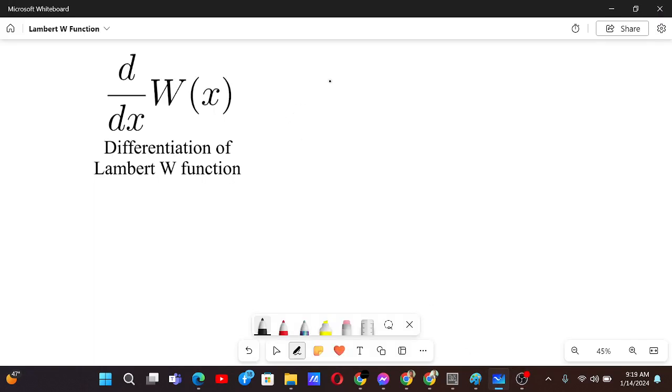Differentiation of Lambert W function. But before we go to differentiation, it's necessary to know what Lambert W function is. So let's say we have f of x equals x e to the power x. In this case, it will not be possible to find the inverse of this function. So that's why we defined f inverse of x to be the Lambert W of x function.